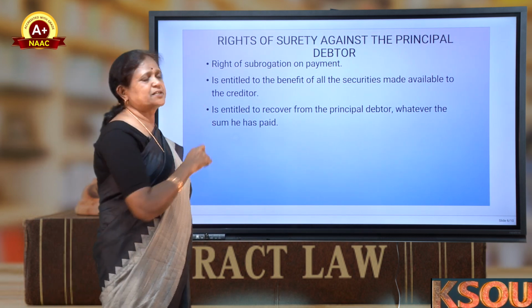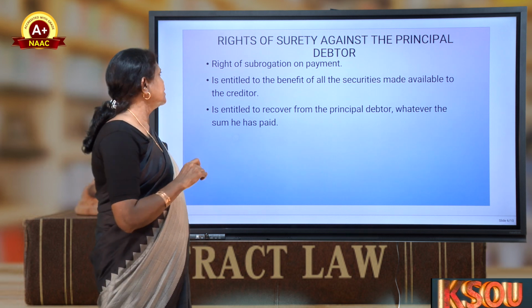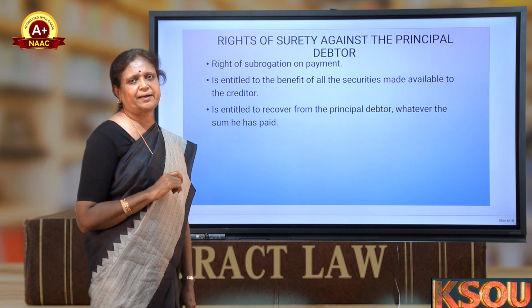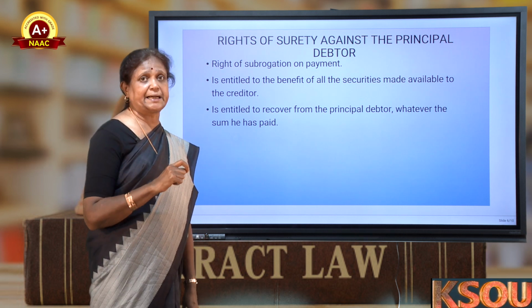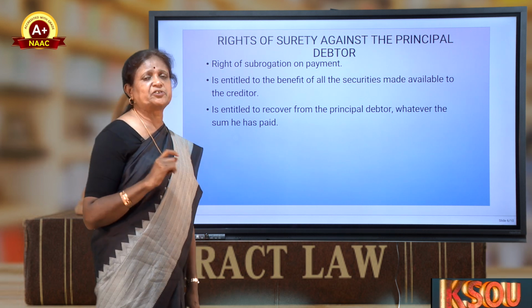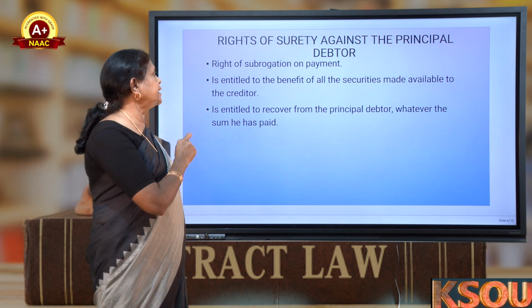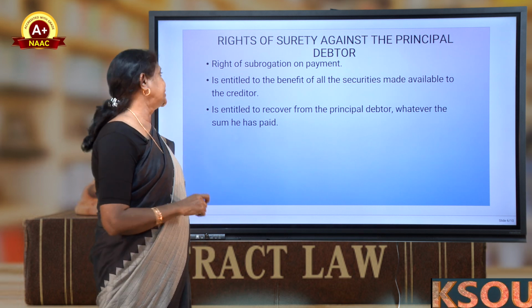That is the first right of the surety against the principal debtor: the right of subrogation on payment. That means if the surety makes payment to the creditor, then whatever rights are available to the principal debtor, that surety is entitled to.